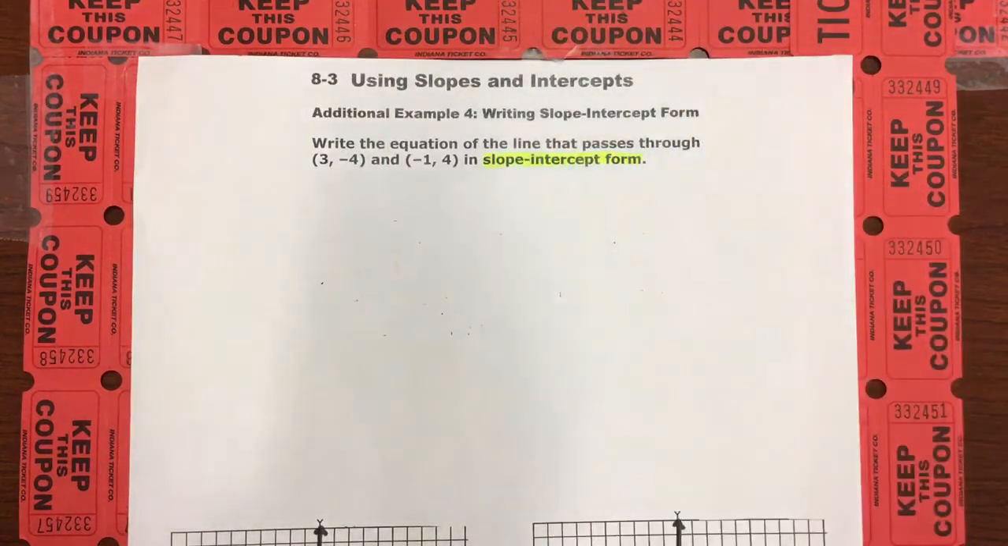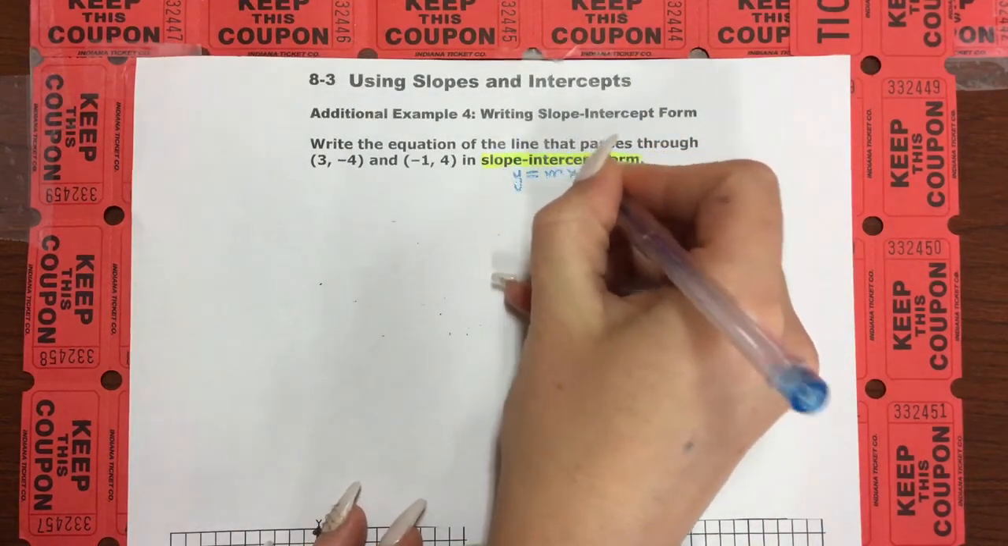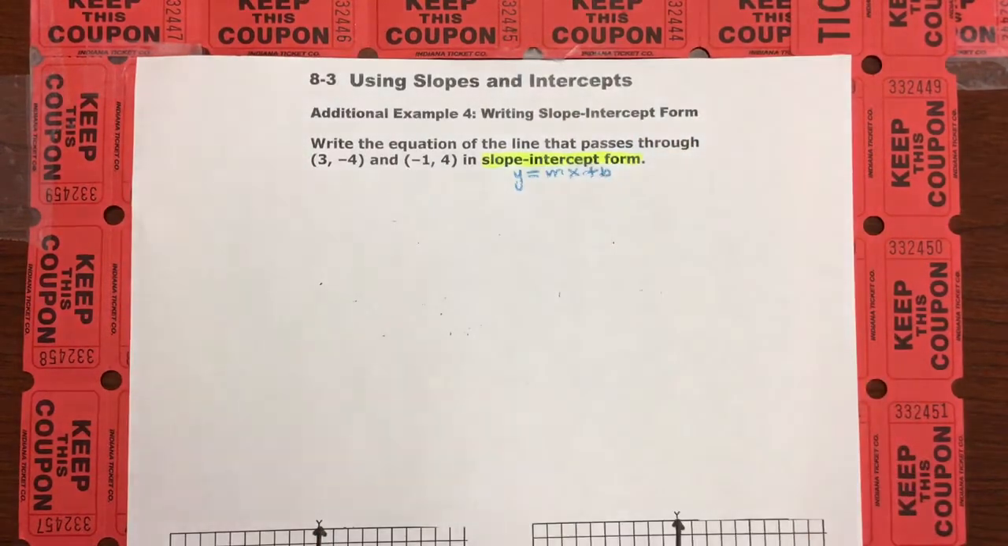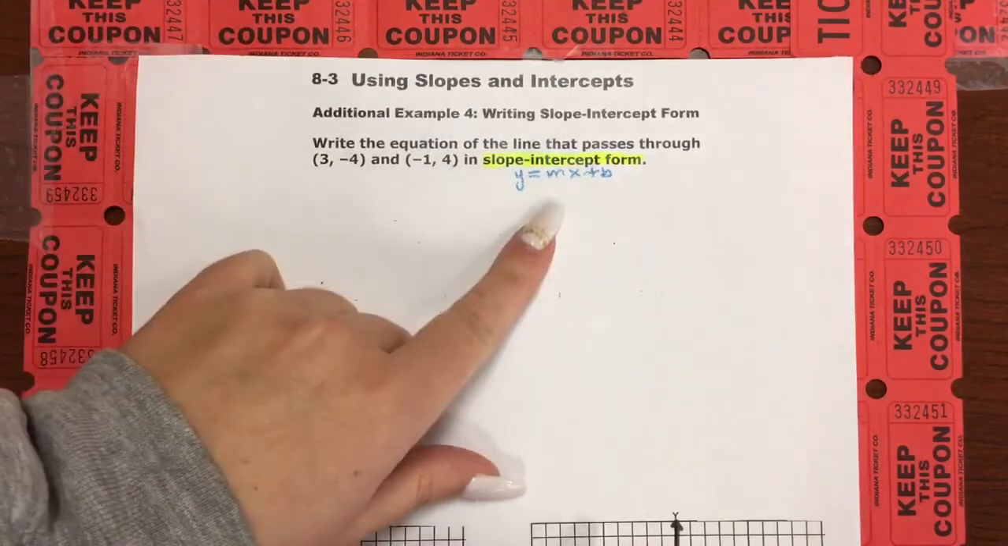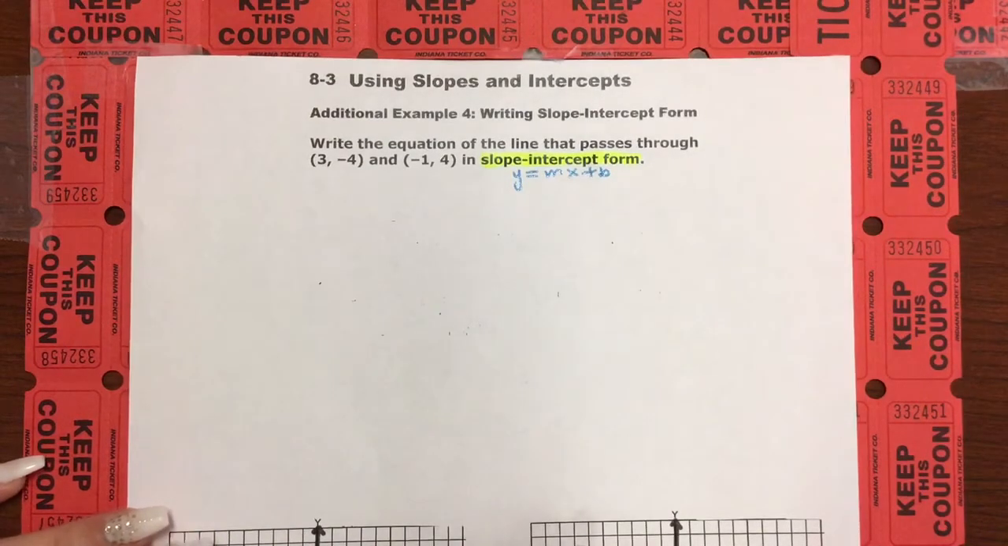So the first thing we need to write down is, what is slope-intercept form? That is y equals mx plus b, where m is the slope and b is the y-intercept. We have 2 points. We do not have a slope, and we do not have a y-intercept. So we need to figure those 2 items out.